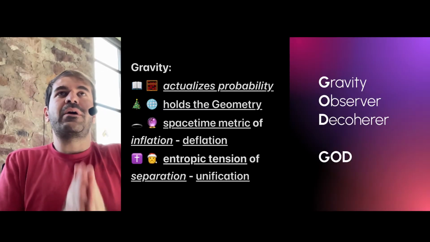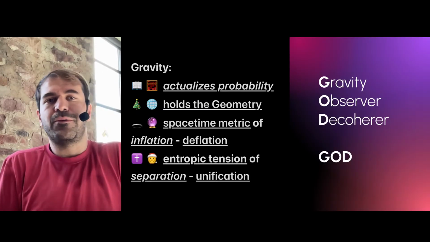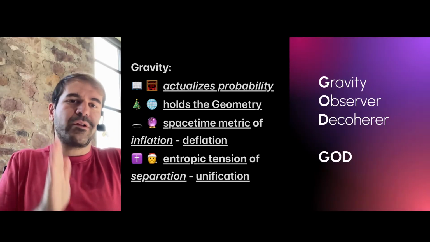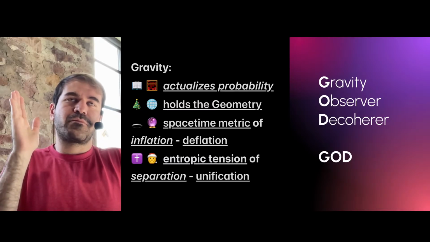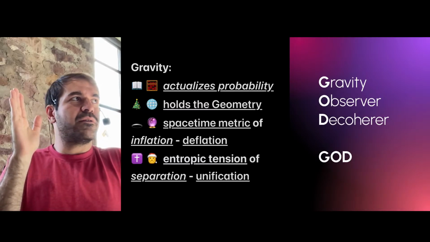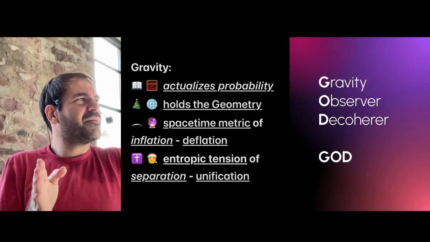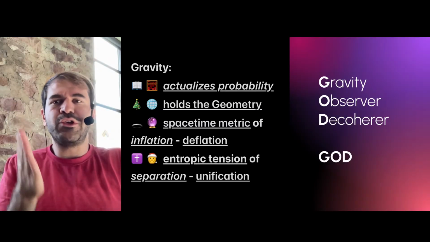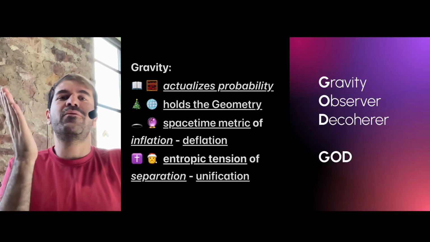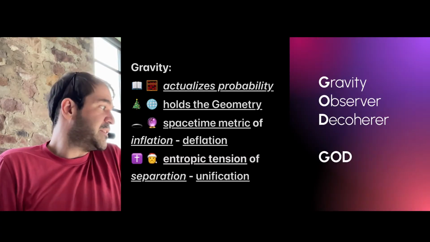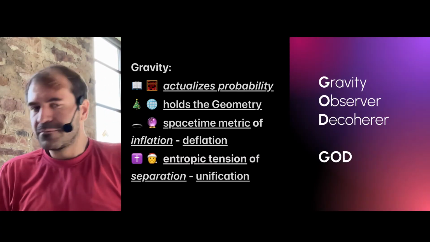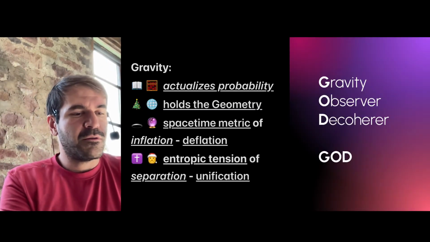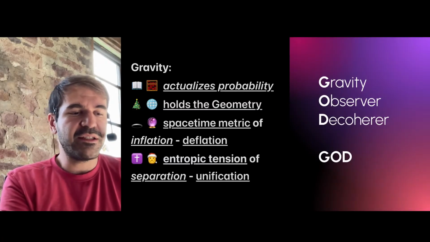So we're talking about God as gravity observer decoherer. Sometimes it's been hard to find a really good anagram for what we want to use for God. But this one really dings good and deep. So take this one and let it sit in for a second.